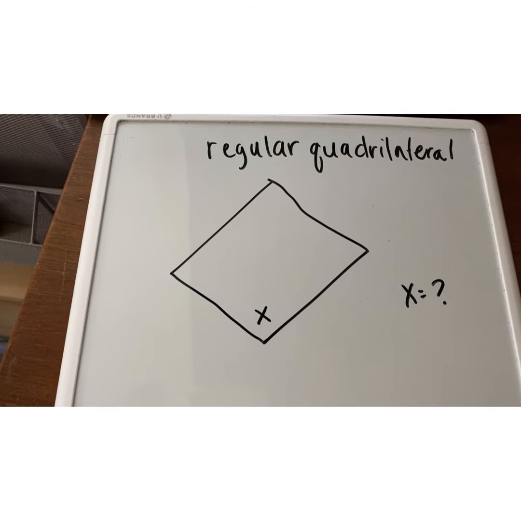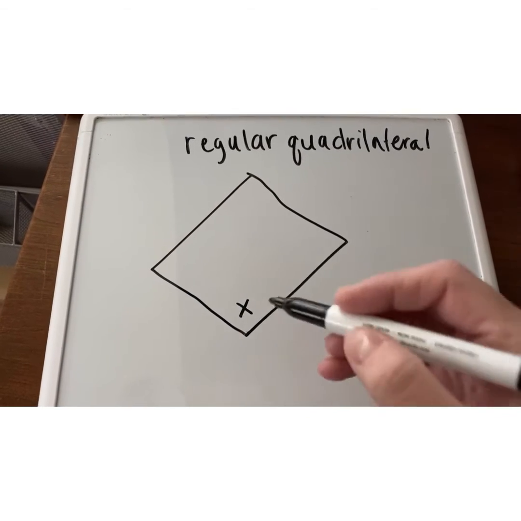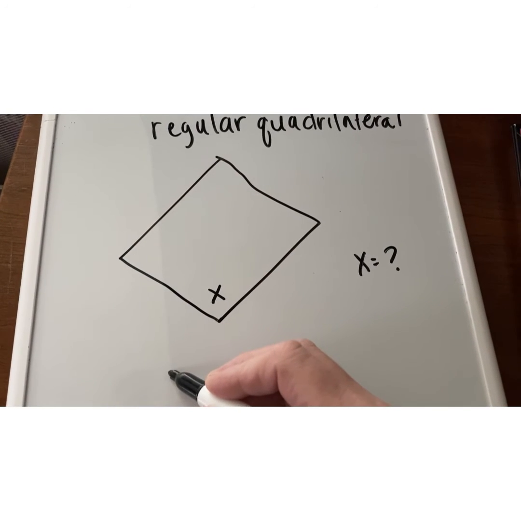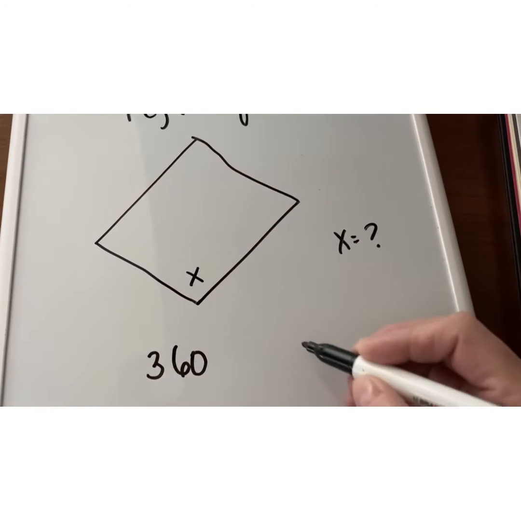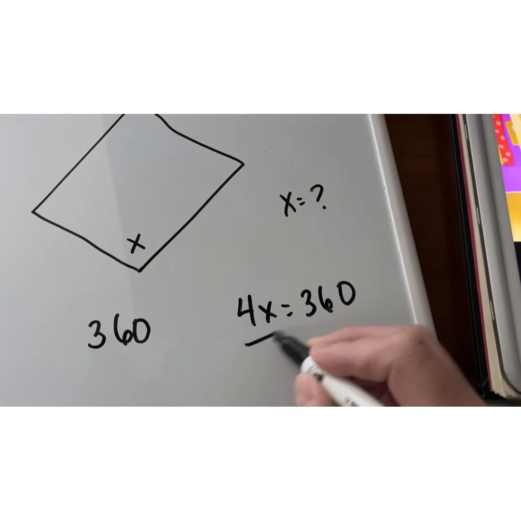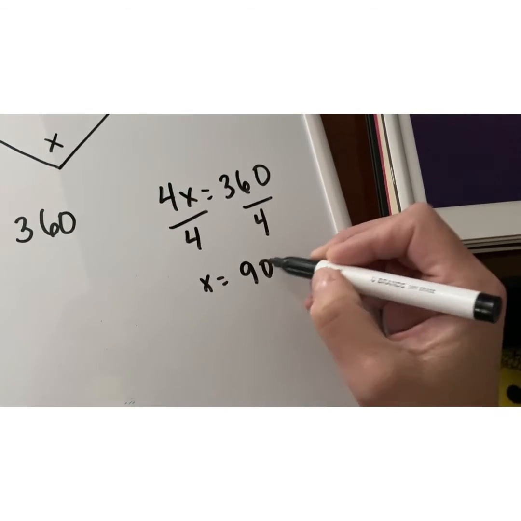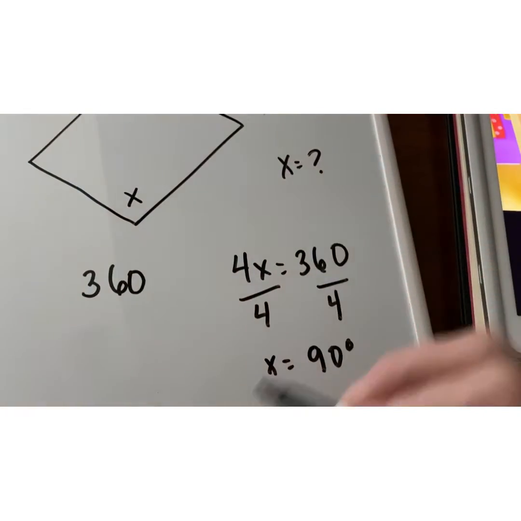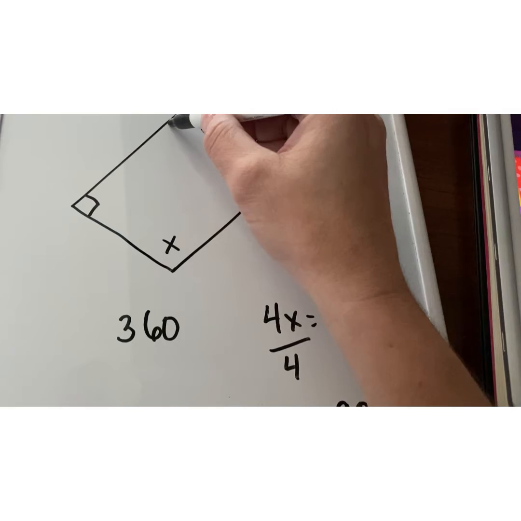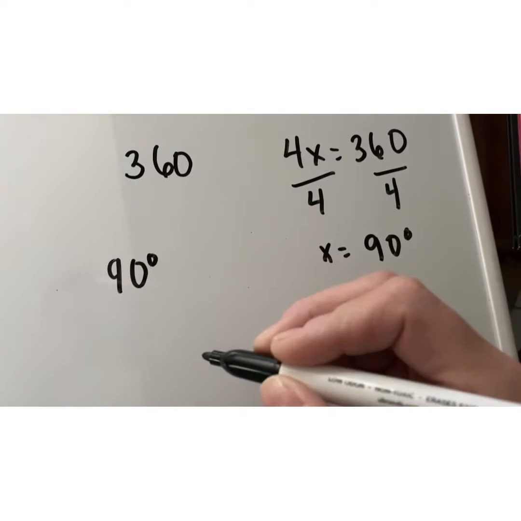So if this shows a regular quadrilateral, and we are trying to determine what x is, we know that the interior angles of a quadrilateral equal 360. So there's two ways to go about doing this. We could say that 4 x's equals 360 and divide both sides by 4. And 360 divided by 4 equals 90 degrees. So we would know that x equals 90 degrees. Or we could just say that in a regular quadrilateral, there are 4 right angles, like a square, and those would all equal 90 degrees.